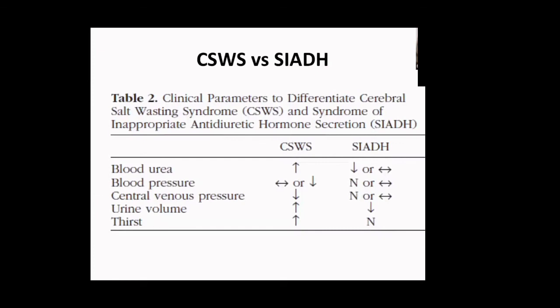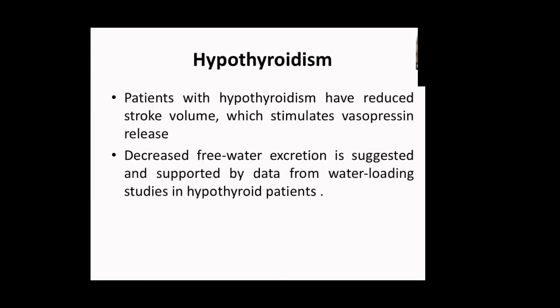Salt wasting syndrome is a type of hypovolemic hyponatremia, so you can get increased urea. The blood pressure will be normal or decreased. CVP will be decreased in salt wasting because it is a hypovolemic hyponatremia. The urine volume in salt wasting syndrome is really increased, while in SIADH the urine output will be low. Thirst will be increased in salt wasting, and in SIADH it will be normal.